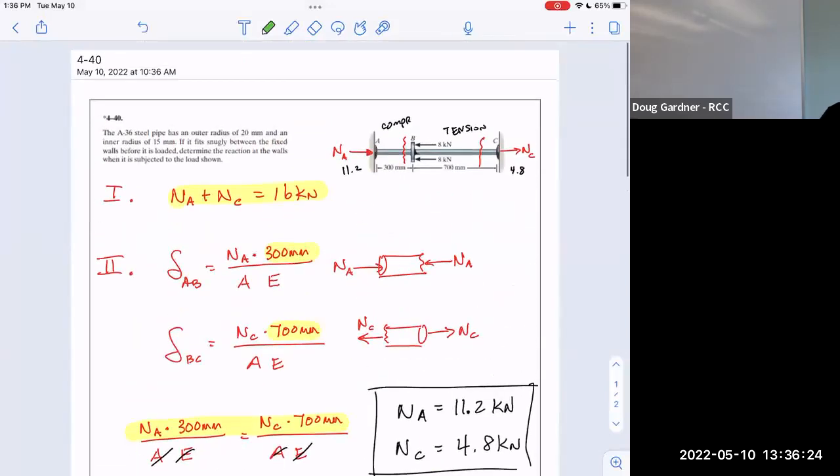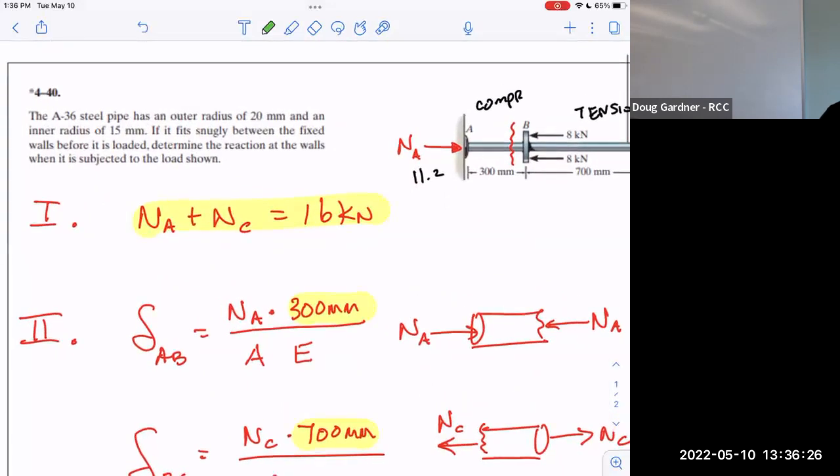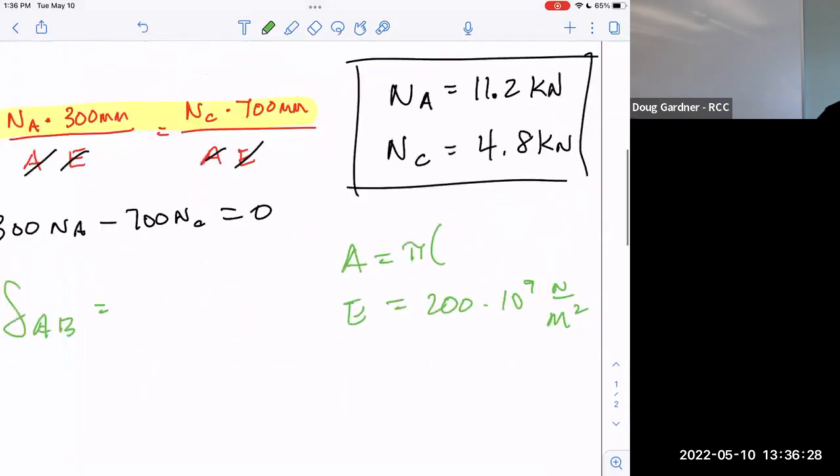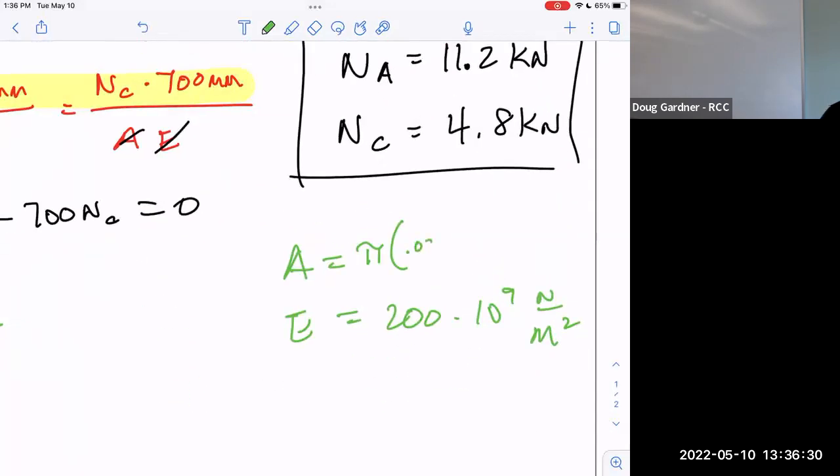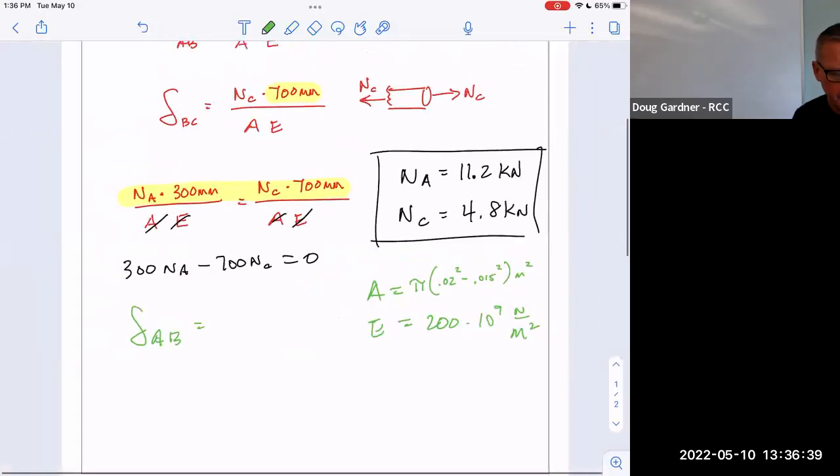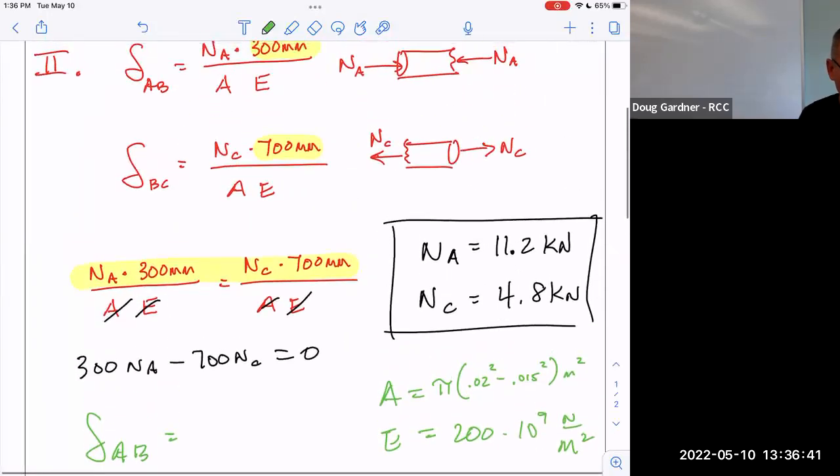So that's true. And then the area would be pi times the radius squared of the outer, because the outer radius was 20 and the inner was 15. Thank you for giving me radiuses. That's 0.02 squared minus 0.015 squared. So that'd be square meters then, right? Whatever that is. So now I can type all that in.